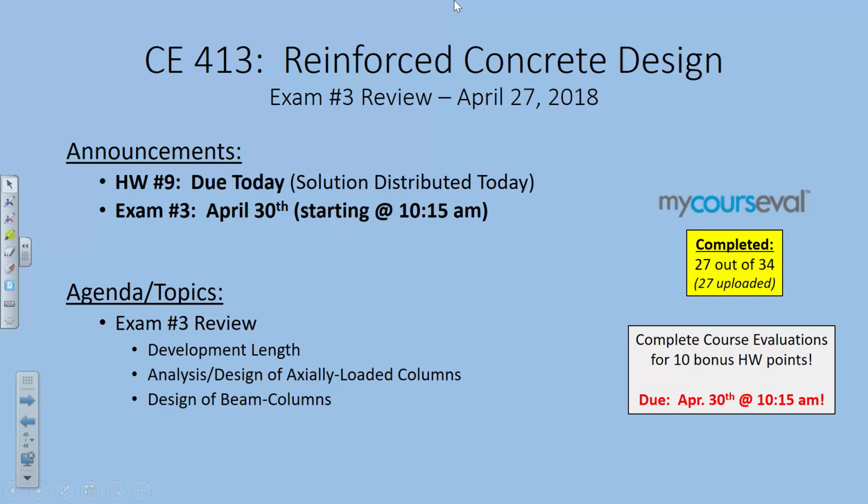I've given this exam, a very similar one, a number of times. I've never had a student who had an issue with time on this one, especially given the content, because this stuff really isn't that long. I mean, development length problems, column problems, they're not long problems. They're pretty straightforward.